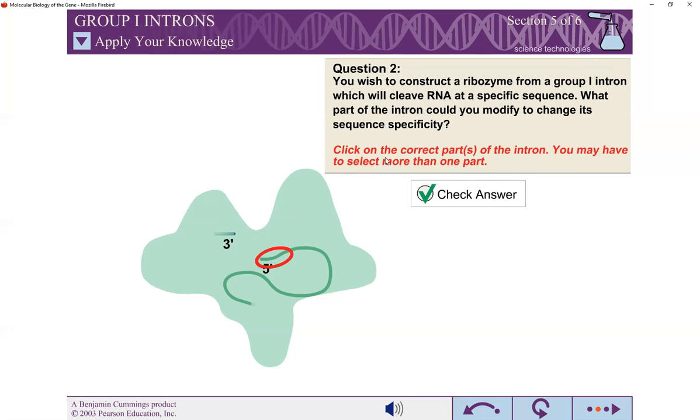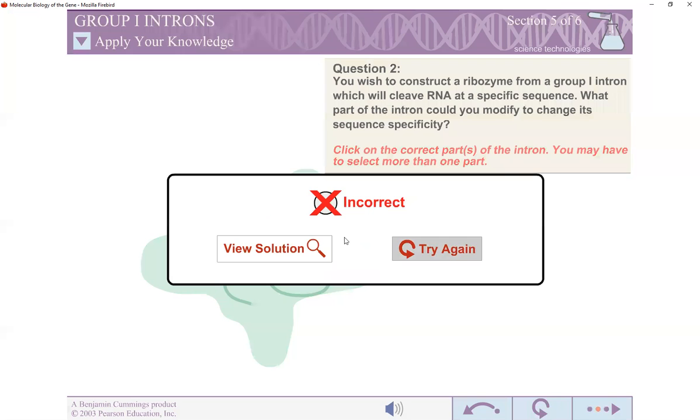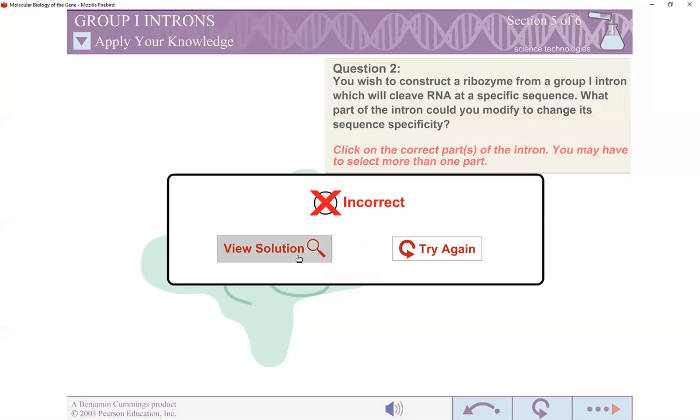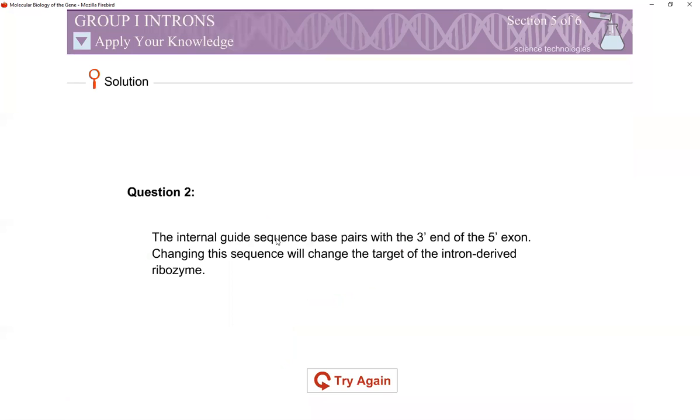Okay, it is saying to select the correct part of the intron. Incorrect. So that means here. Let's check it out. The internal guide sequences base pair with the 3' end of the exon. Changing this sequence will change the target of the intron-derived ribozymes.